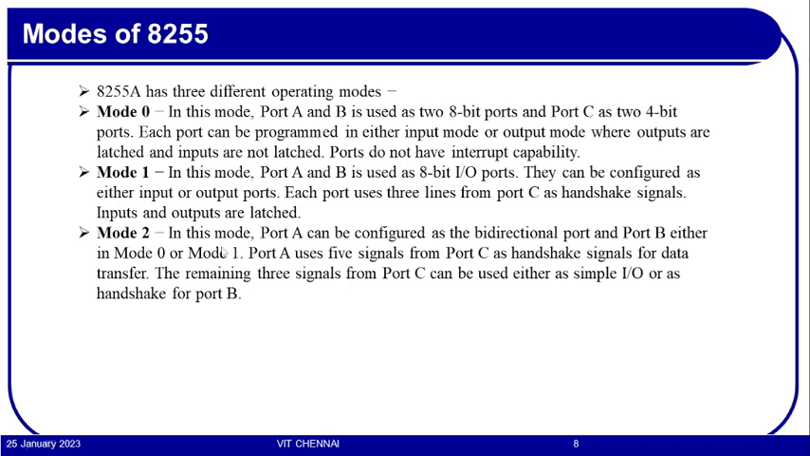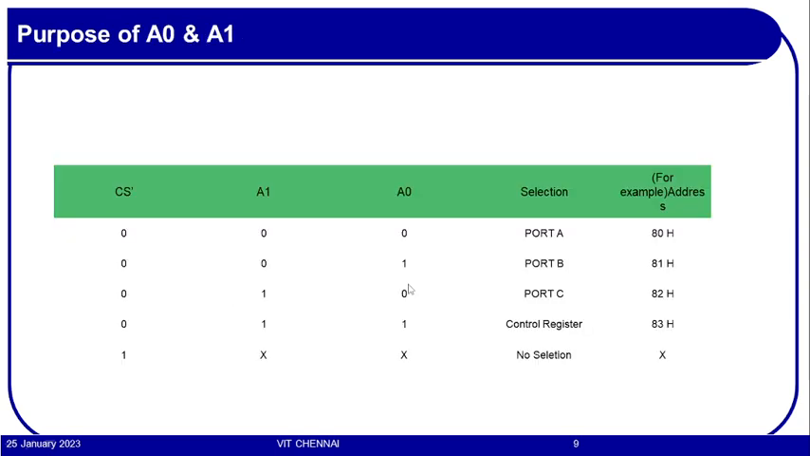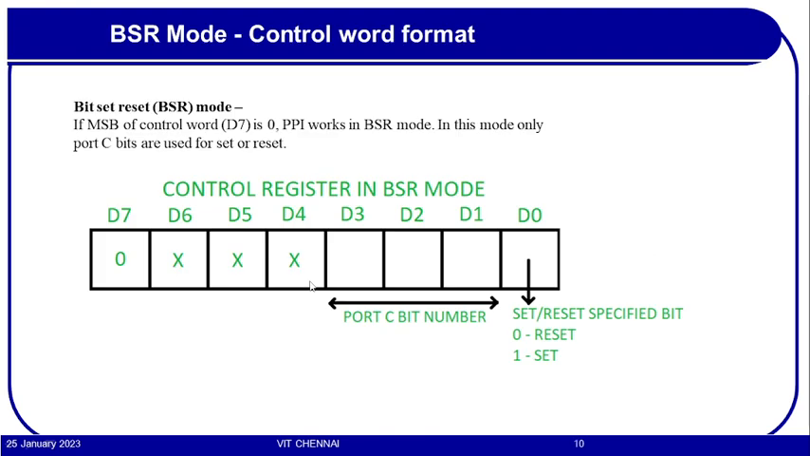In mode 2, port A can be used as a bidirectional port, so port A can read and write simultaneously. Port A uses 5 signals from port C as handshake signals, that is, for data transfer and status signals. The remaining 3 signals of port C can be either input or output, or could be used by port B also. Now coming to the control word and so on.